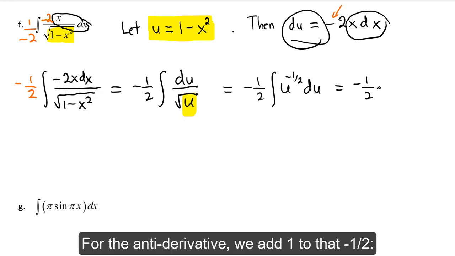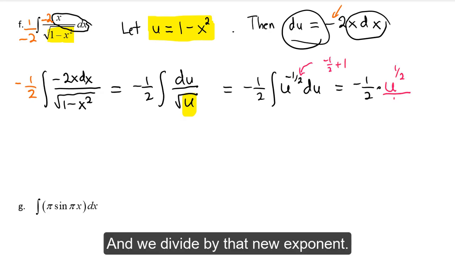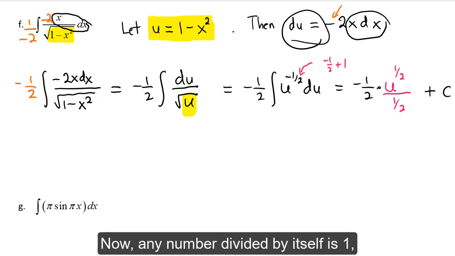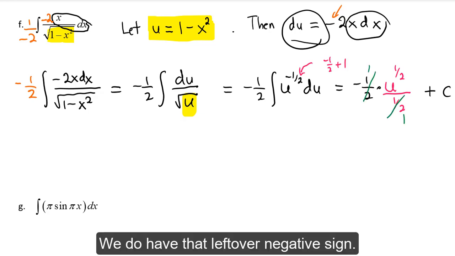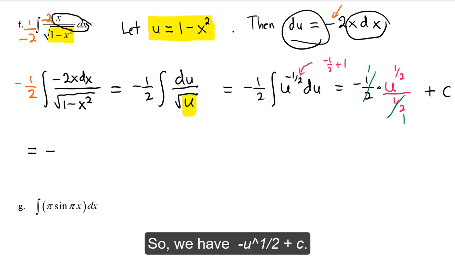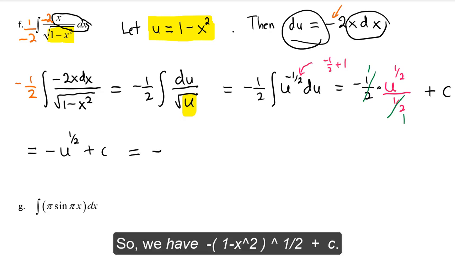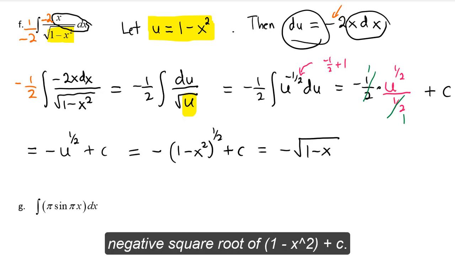For the antiderivative, we add 1 to that -1/2. -1/2 plus 1 is +1/2. And we divide by that new exponent. Start writing plus c. Now any number divided by itself is 1, with the exception of 0 divided by 0. 1/2 divided by 1/2 is 1. We do have that leftover negative sign, so we have -u to the 1/2 power plus c. The final answer must revert to the original variable x, so we have a negative of 1 minus x squared to the 1/2 plus c. In other words, negative square root of 1 minus x squared plus c.